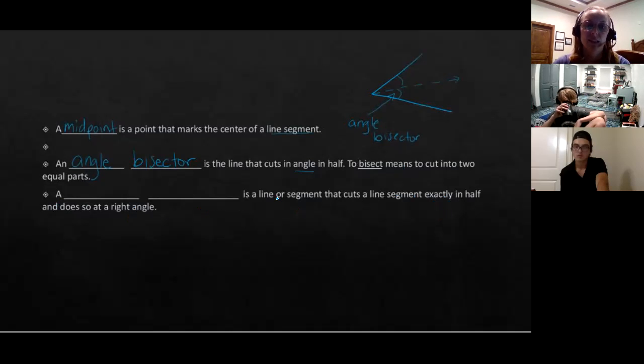All right, and something is a line or segment that cuts a line segment exactly in half and does so at a right angle. We learned that perpendicular means that it will come in at a right angle, and that a bisector is something that cuts it in half. So a perpendicular bisector is going to be that line or segment that cuts another line segment exactly in half and does so at a right angle.